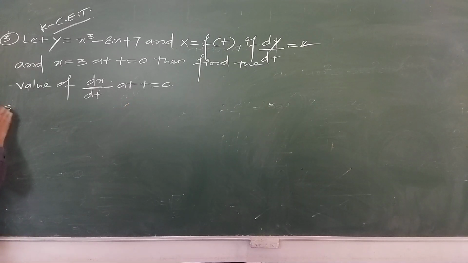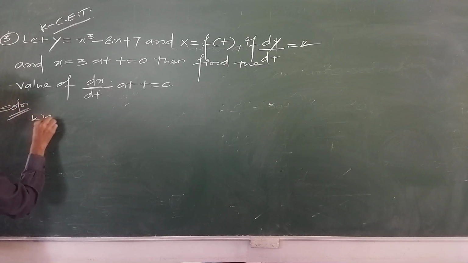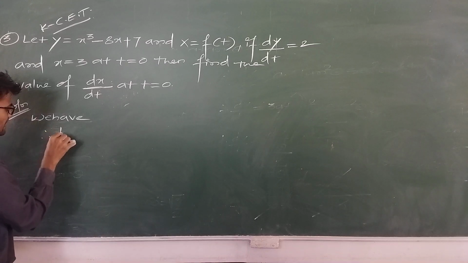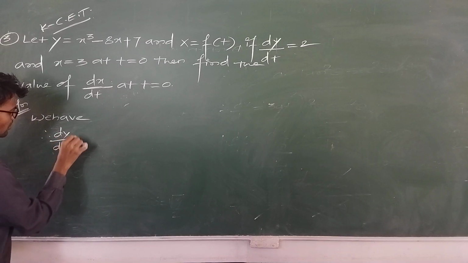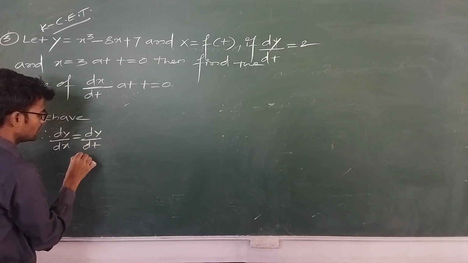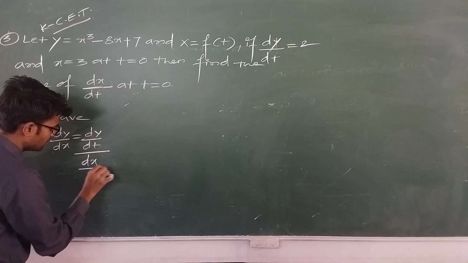So I go for a solution of this. You know we already have dy by dx is equal to dy by dt divided by dx by dt.